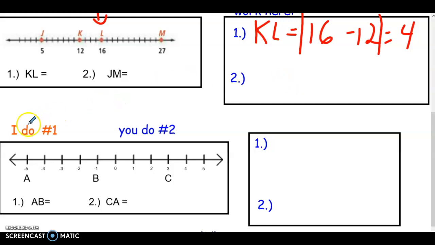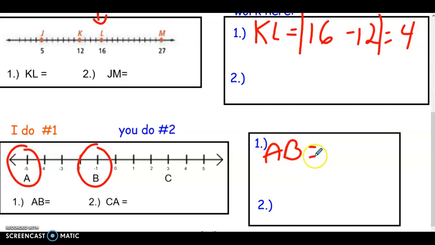All right, so let's look at another example, and this time it has negative numbers in it. I want to find the distance from this point here, A, where it's -5, and this point here, B, -1. So I'm going to do the same thing I did last time, AB. And remember, I want absolute value. It doesn't matter if I do the big number minus the small. So I'm just going to put down -5, and I'm going to subtract from that a -1.